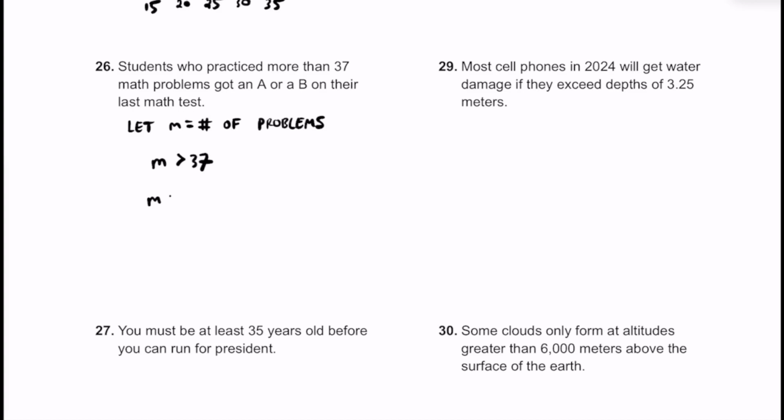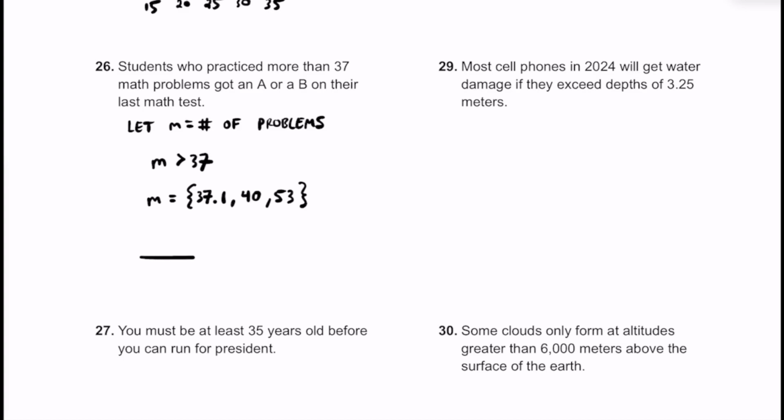So M could equal what? What are three possibilities? Well, they could have done 37.1 problems. Sorry, I guess they just started one problem. Even if they didn't finish it, they ended up getting an A or B if they did a little more than 37. We could also have done 40 problems or something like 53 problems, right? Anything greater than 37 got them an A or B, it seems.